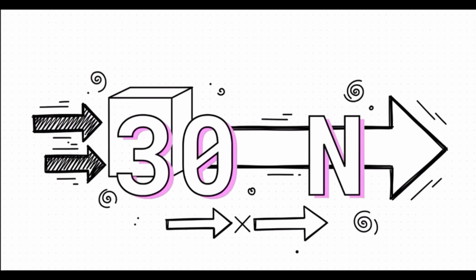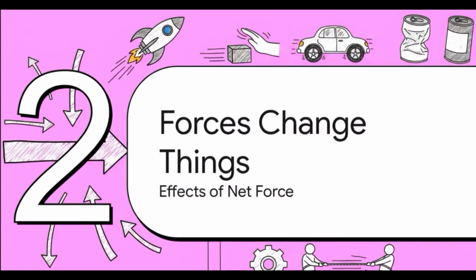Let's put some quick numbers to this. If you have several forces acting on an object in the exact same direction, they just add together. So say you've got two forces, 10 newtons and 20 newtons, both pushing a block to the right. They join forces, literally, to create a total net force of 30 newtons. Now, if they were pushing in opposite directions with the exact same strength, they cancel out, and the net force would be zero.